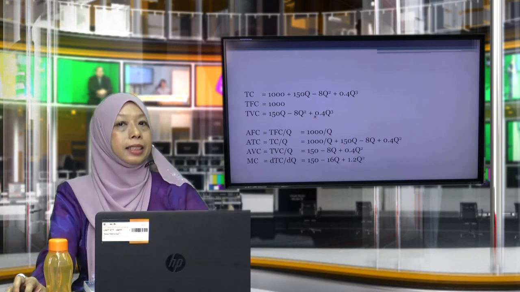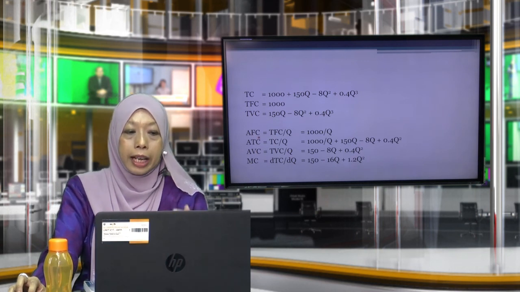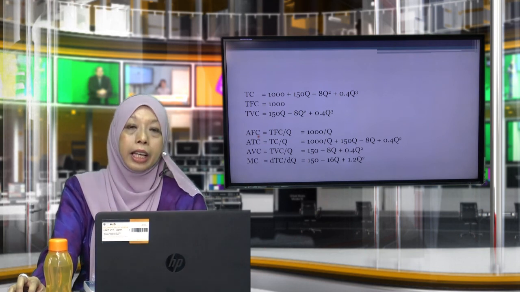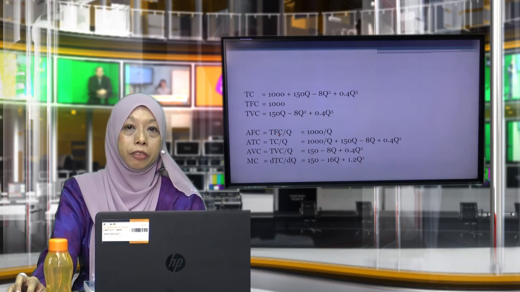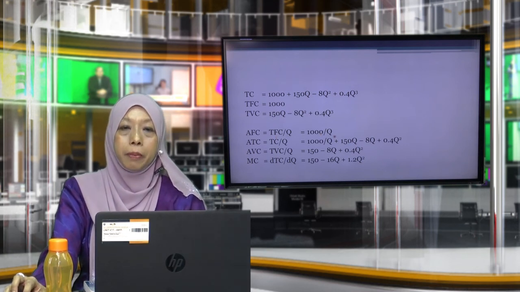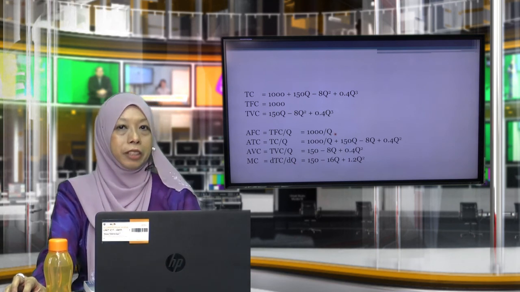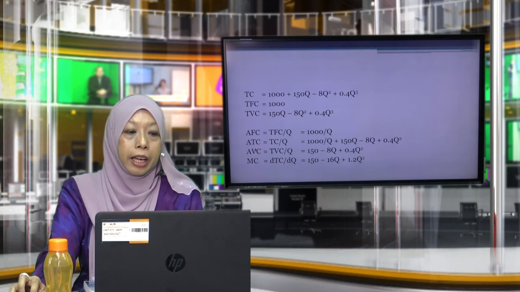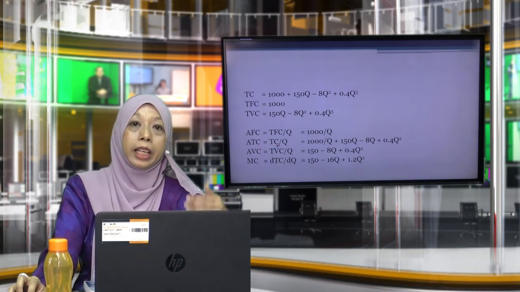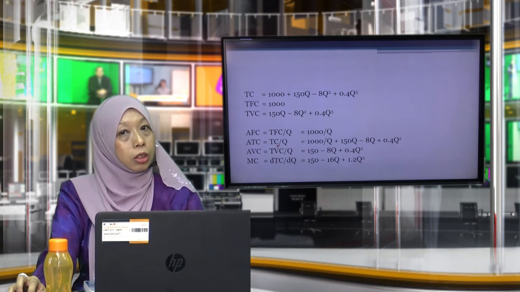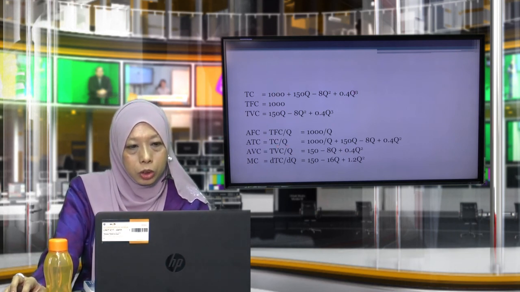Now let us start answering the question. The first question wants you to derive the average fixed cost function. We know that average fixed cost is total fixed cost divided by Q. You have already identified fixed cost to be 1000. So you divide by Q, and that is your average fixed cost function. Now the next question wants you to derive the average total cost function. If you look at the formula which I gave you earlier, average total cost is total cost divided by Q. So this is your total cost function.